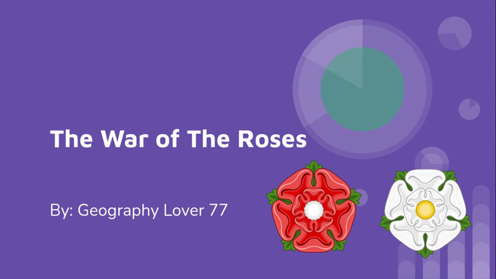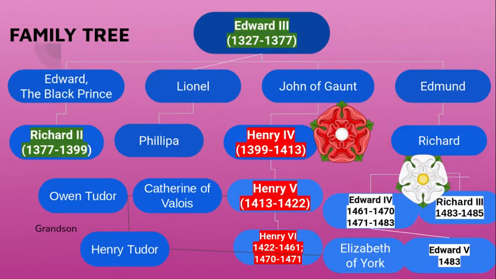And today we're looking at the War of the Roses, which occurred from 1461 to about 1485, and this was in medieval England. So let's get started. So this is the family tree of the War of the Roses. It starts with Edward III, King of England.